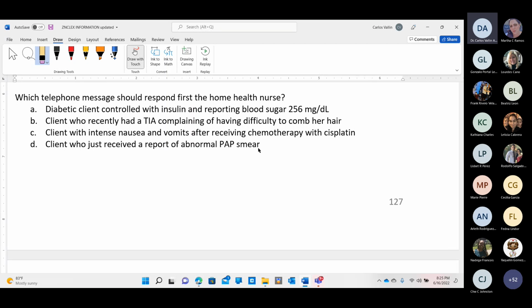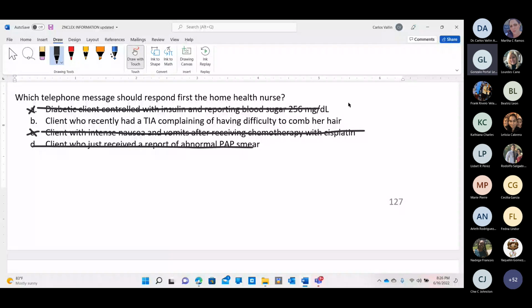Client with intense nausea and vomiting after receiving chemotherapy with cisplatin. Client who just received a report of a Pap smear. So notice that everything needs to be attended to, but cancer is not an emergency. Cancer is never an emergency unless it is superior vena cava syndrome or tumor lysis syndrome. The diagnosis is not an emergency. It is something that is expected and something that can wait. It is also very concerning, but it can wait.